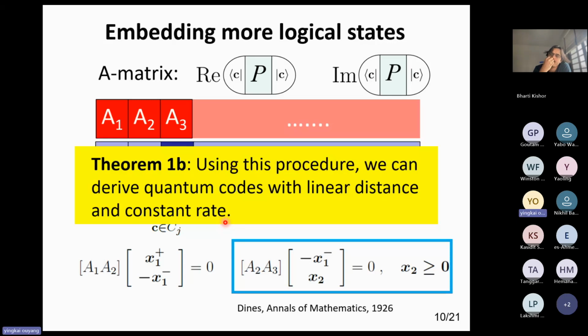The stabilizer is in the normalizer, and the distance of the normalizer is at least the distance of the code. But then the distance of the normalizer, if you pick a random code, almost surely it's going to be high. So essentially, if you pick random codes, you're going to have high weight stabilizer generators.